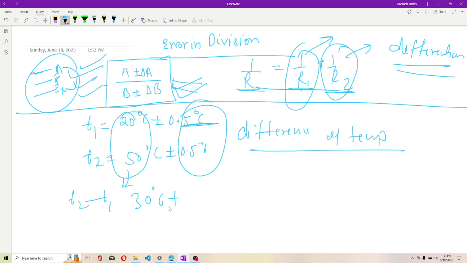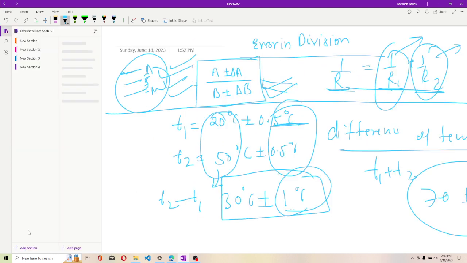Okay, so if we calculate further, this is the subtraction part. Similarly, for addition, you have to just add the values, and then add the errors as well. Like if you have to do addition, then you have to just add, and it would be 70 plus minus 1. Okay. Now let's move on to the next question.